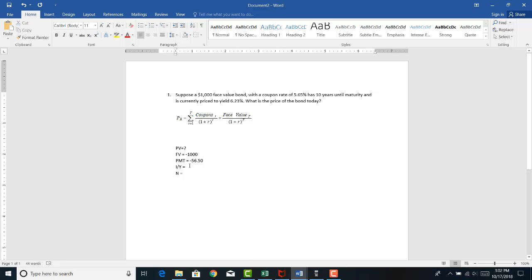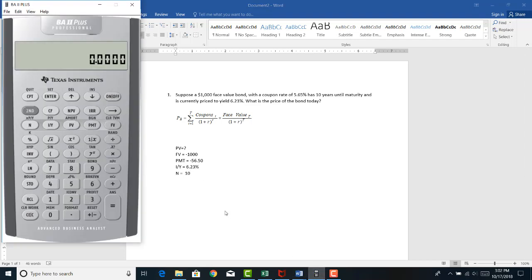Notice that in this problem, I don't say anything about how frequently coupons are paid, and therefore we can just assume that coupons are paid annually. So the bondholder is going to get a payment of $56.50 every year, and I have the yield to maturity of 6.23%. Of course, N is going to be the number of years until maturity, which is 10. And I'm going to solve for the present value.